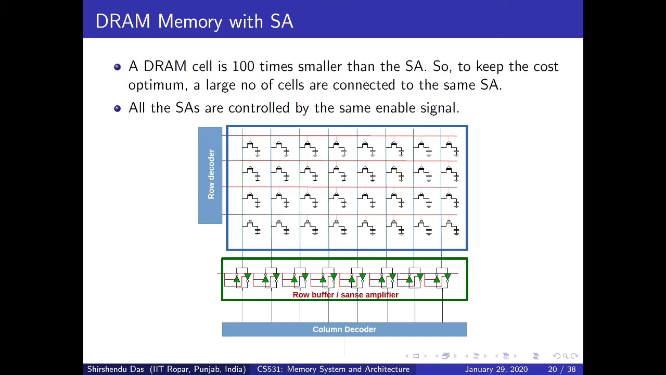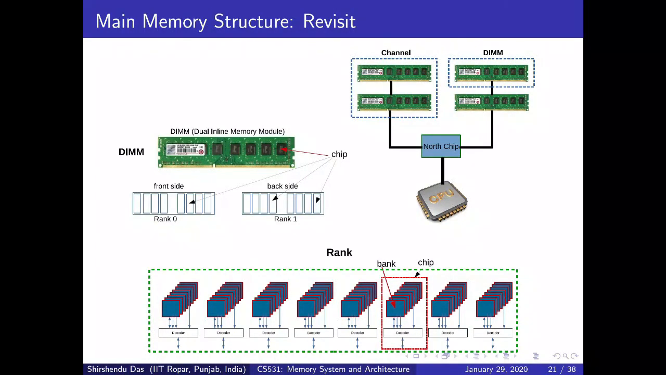a DRAM memory works. In DRAM memory, the DRAM cell is not enough. With each DRAM cell, we need a sense amplifier, but it is not possible to assign a particular sense amplifier to each DRAM cell. That's why DRAM memory is smartly designed in this way, and there is only one sense amplifier used for a particular column. So now let's revisit the main memory structure designed with DRAM.